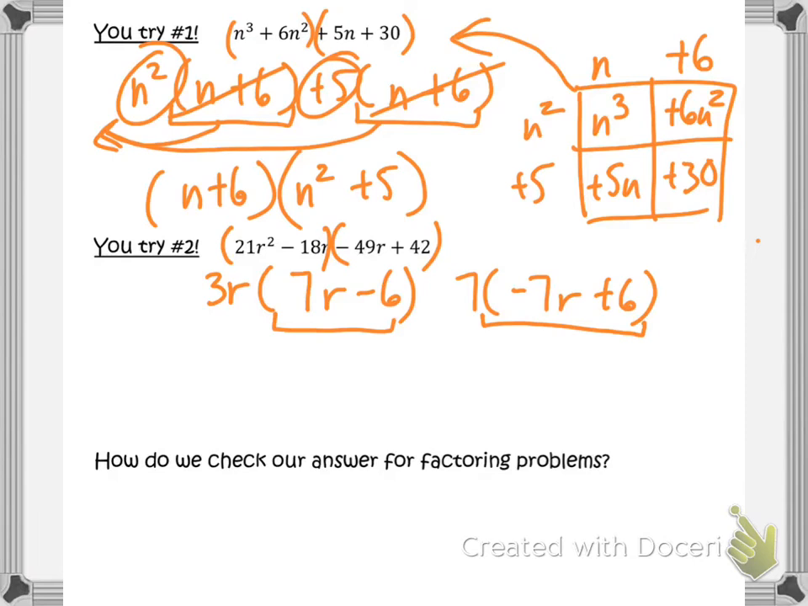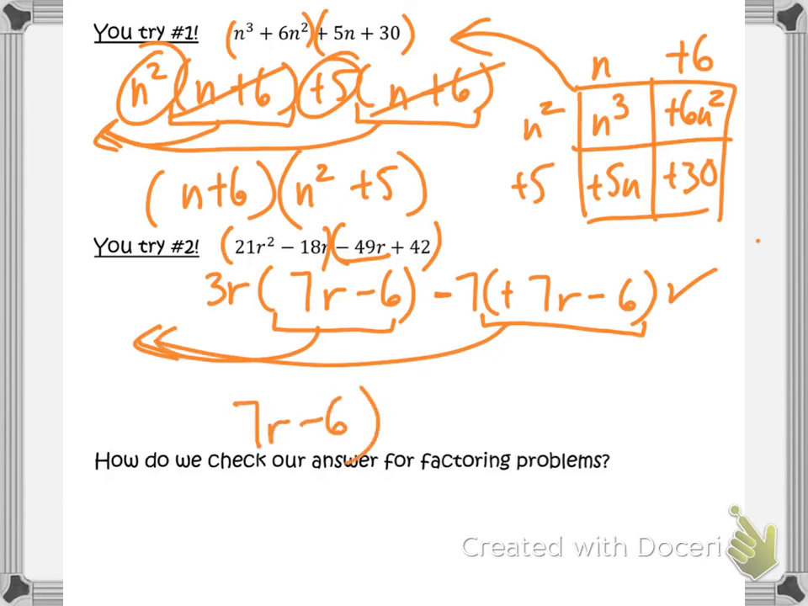Instead of factoring out a positive 7, what if I factor out a negative 7? That means when I factor out that negative 7, negative 49 divided by negative 7 gives me positive 7r. 42 divided by negative 7 is negative 6. So now I have that common binomial. So now I can undistribute and have 7r minus 6, parentheses 3r minus 7.